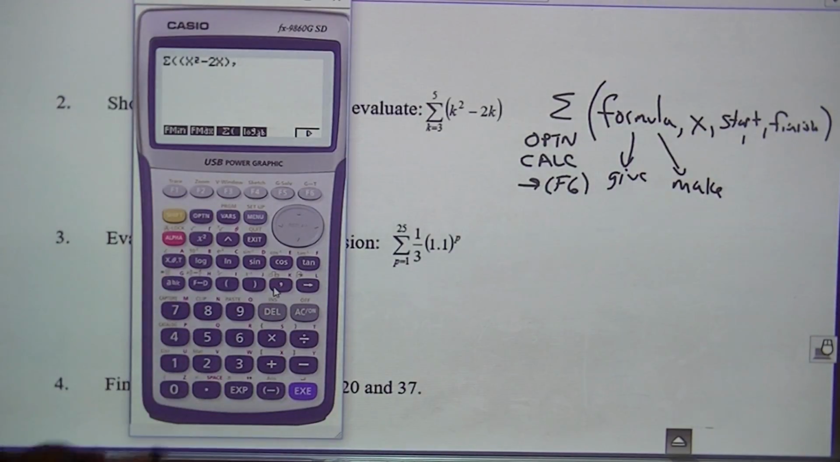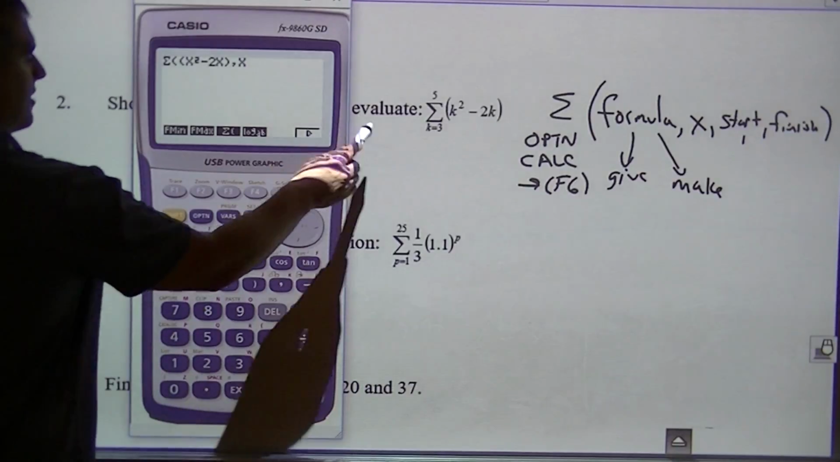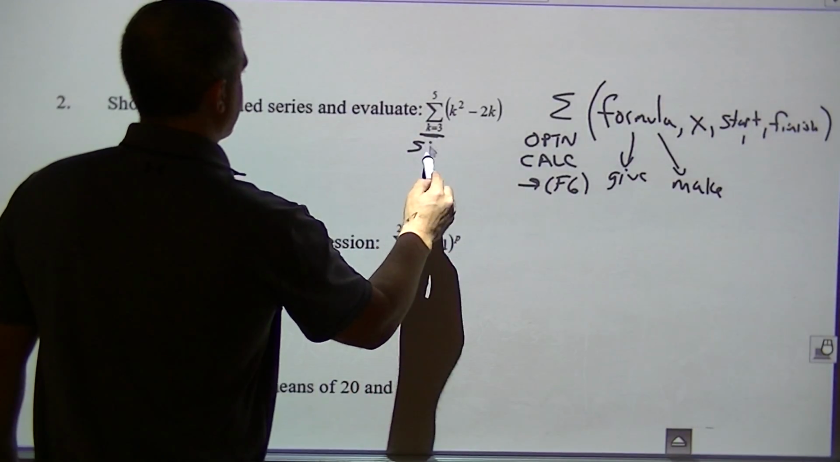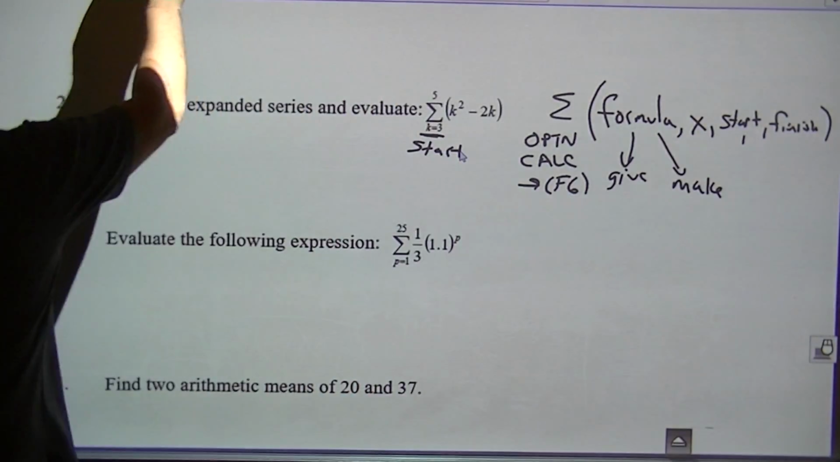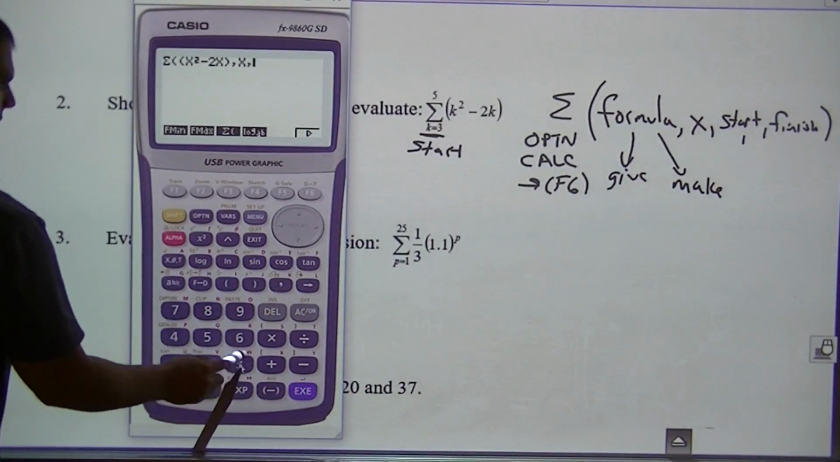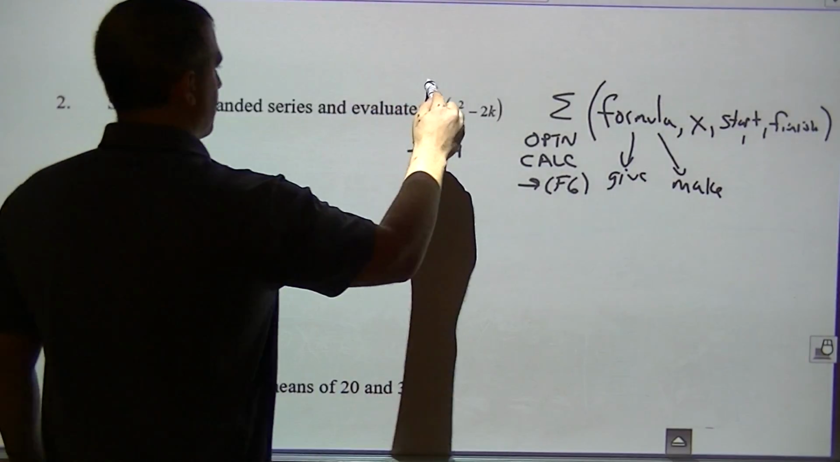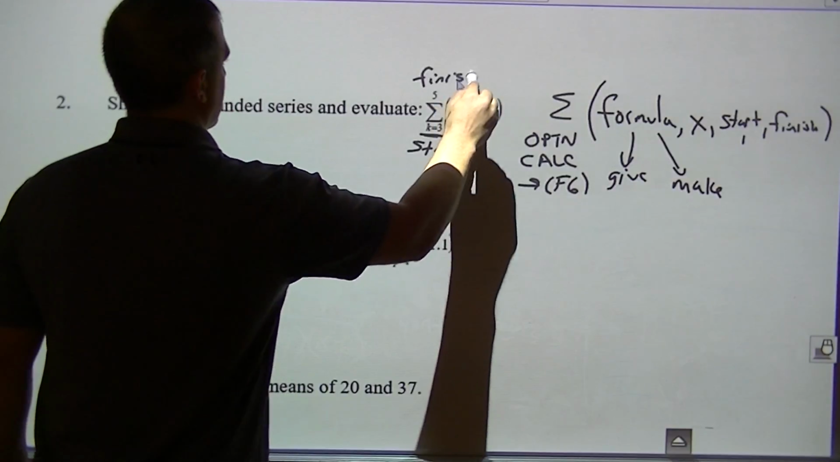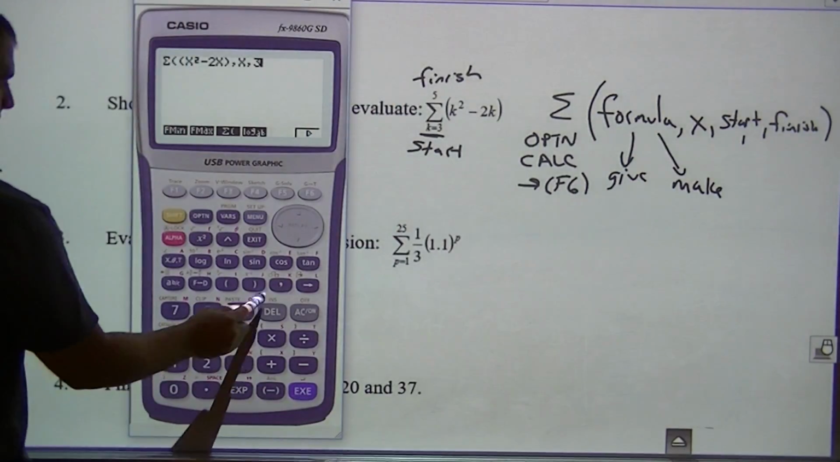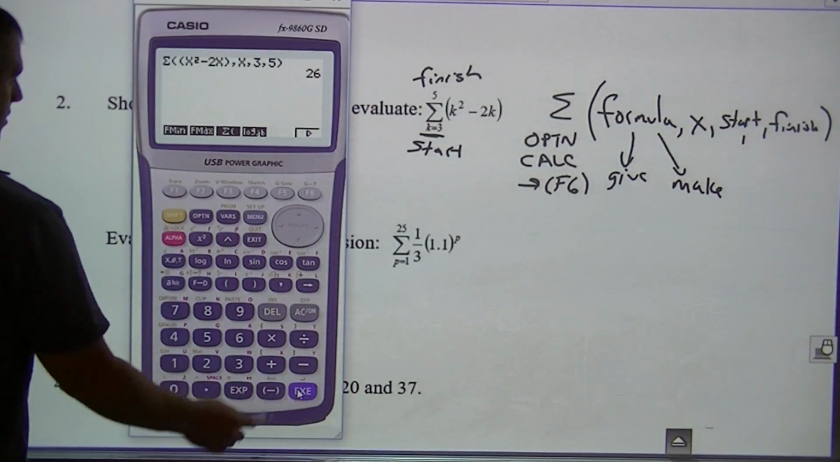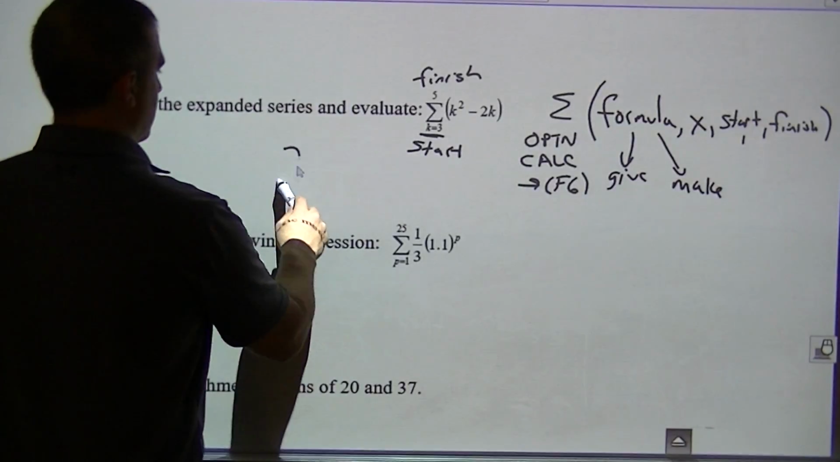Then I'm going to put x. Now, in this example, this will be considered my start. If they tell you a different start, then use that start. So 3, and then this will be my finish, which will be 5. So that answers question 2.